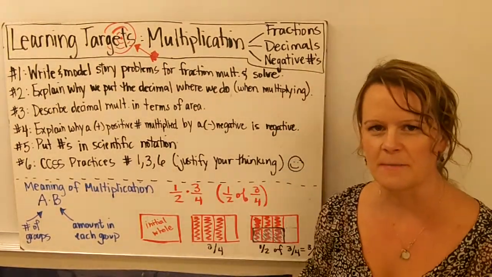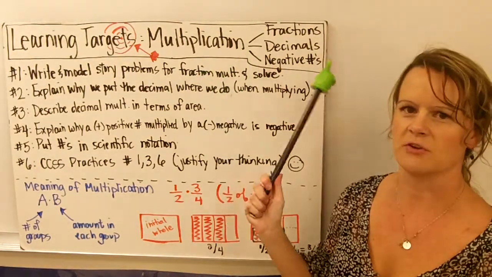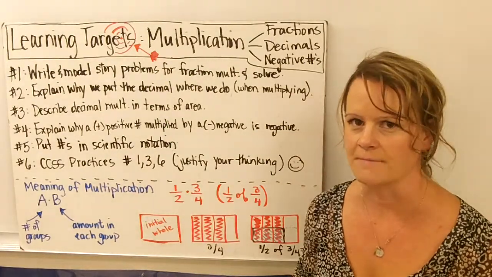This is Mrs. Yanni, and I'm going to talk about the Chapter 5 material. In Chapter 5, we're talking about multiplication of fractions, decimals, and negative numbers. So I just want to start with what I'm going to talk about in this short video.